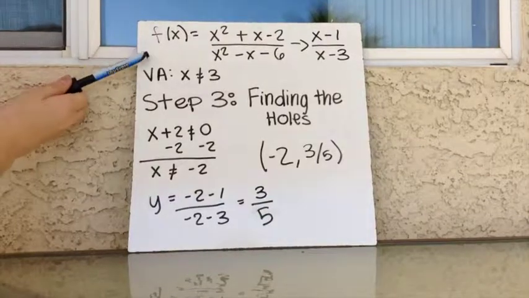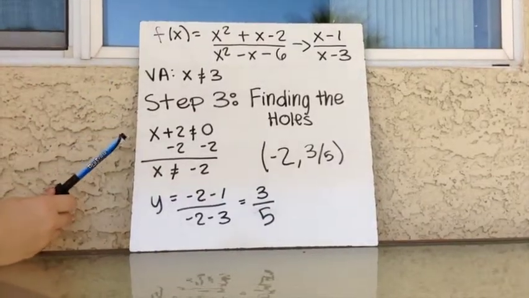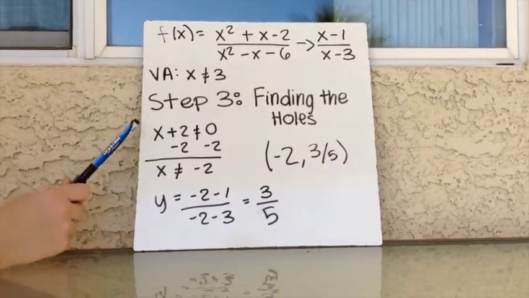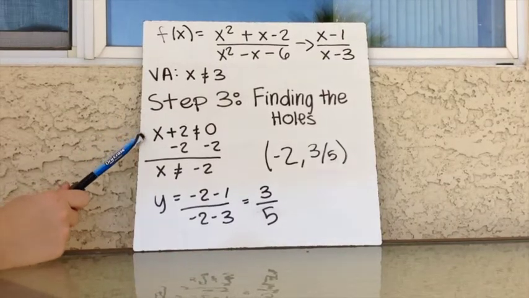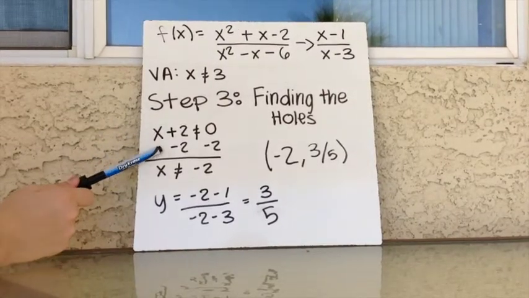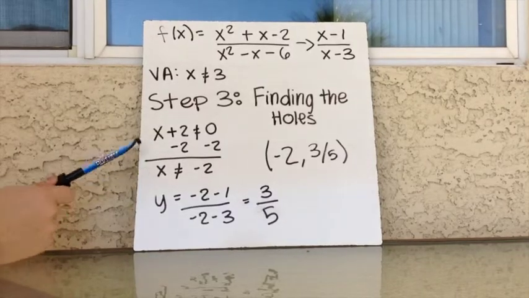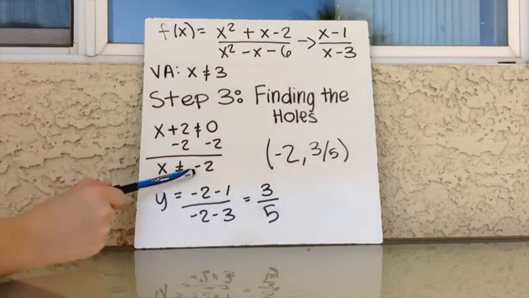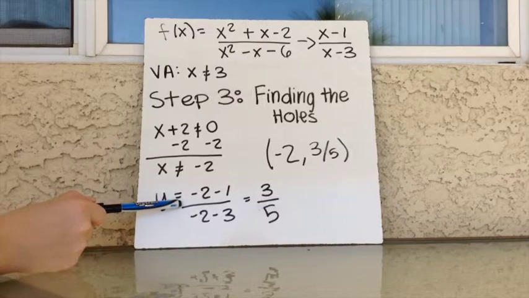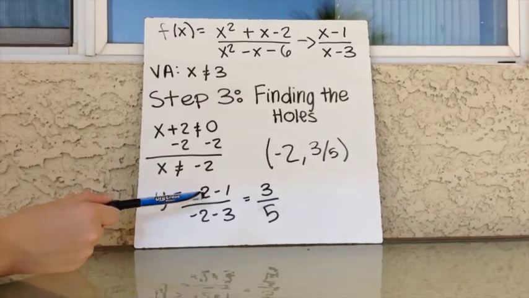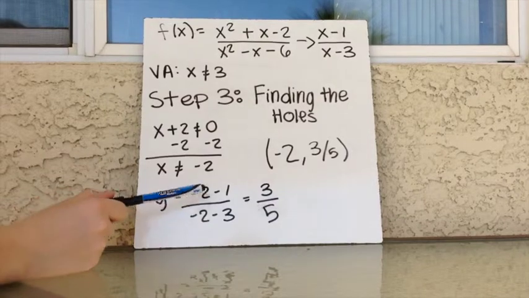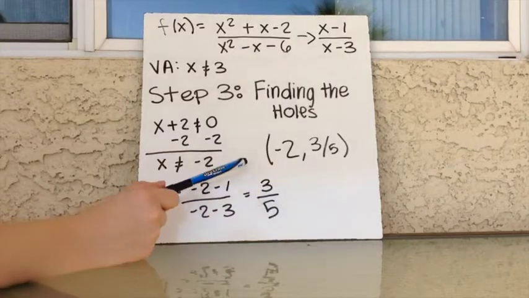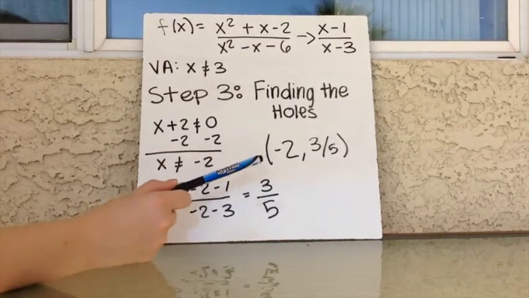We're going to find the holes of the graph. And you're going to take the x cannot equal negative 2 from the first step, so x plus 2 cannot equal 0. And then you're going to subtract 2 from both sides and get x cannot equal negative 2 for your x coordinate of the hole. And to find the y coordinate of the hole, you take negative 2 and plug it in for the x, and you're going to get negative 2 minus 1 over negative 2 minus 3, and that's going to give you 3/5, and that will be your y coordinate of the hole. So your hole will be at negative 2, 3/5.